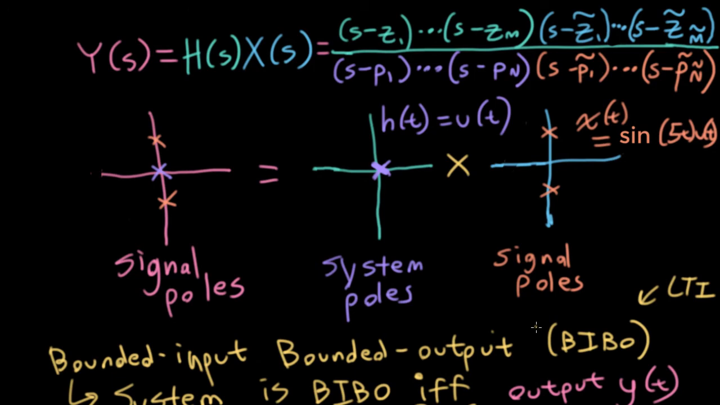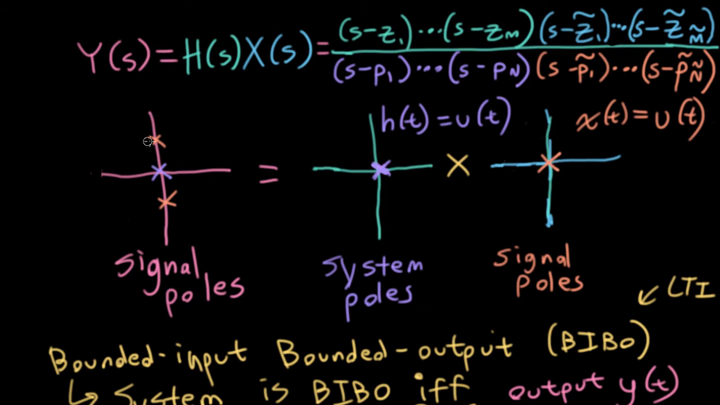So does that mean that having a system pole on the imaginary axis is safe? Well, no. What if we did this? What if instead of x being one of these sinusoids, what if x was another unit step function? Now, I guess technically speaking, you could say this is a sinusoid with frequency 0. You can do that if it makes you happy.